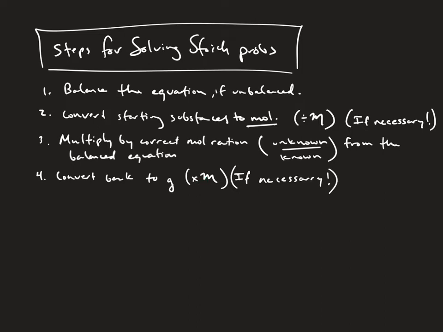Okay, so there's really only these 4 steps. 1, balance the equation if it's not balanced. 2, convert the substance to moles if it's not already in moles by dividing by molar mass. 3, multiply by the correct mole ratio from the balanced equation, what you're looking for over what you were given, unknown over known. Those numbers come from the coefficients in the balanced equation. And 4, convert back to grams if the problem says to convert back to grams. Okay, so we're going to see an example here and go through these steps.